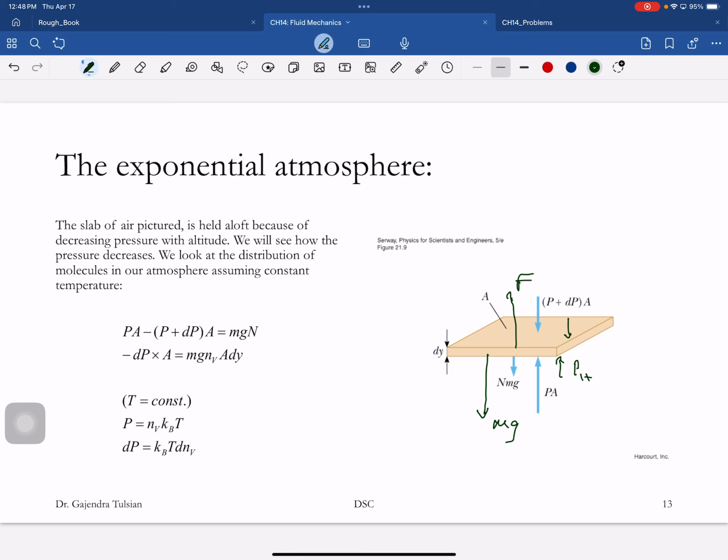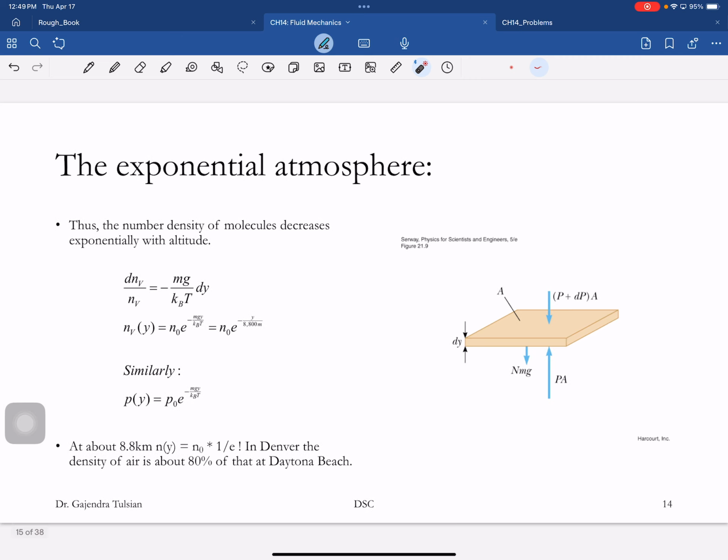You guys have learned the ideal gas law: pressure is nRT divided by V. If the pressure decreases, and we assume the temperature is the same, then for a given volume the number of moles of gas is decreasing. So the density of air is decreasing, as our friend just said. If you follow through the arguments, I'm not going to go through the details, you'll see the pressure decreases exponentially.